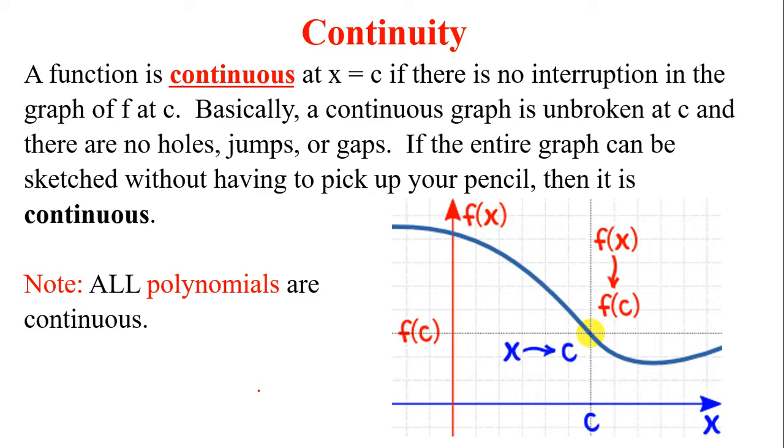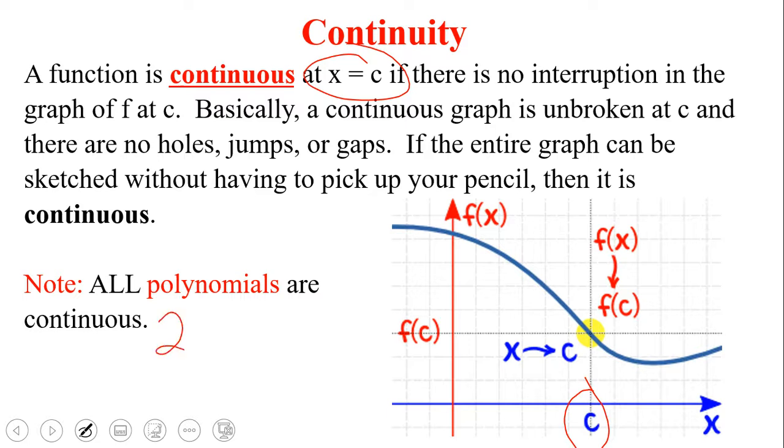So a function is continuous at some value, let's just say x equals c, if there is no interruption in the graph of f at c. Basically, a continuous graph is unbroken and there are no holes, no jumps, or no gaps. Bottom line, if you can draw the entire graph without having to pick up your pencil, then you would say that the function is continuous. And again, it's continuous at this particular value c. That particular value will change from problem to problem. So we're going to use c in this example to represent anything.